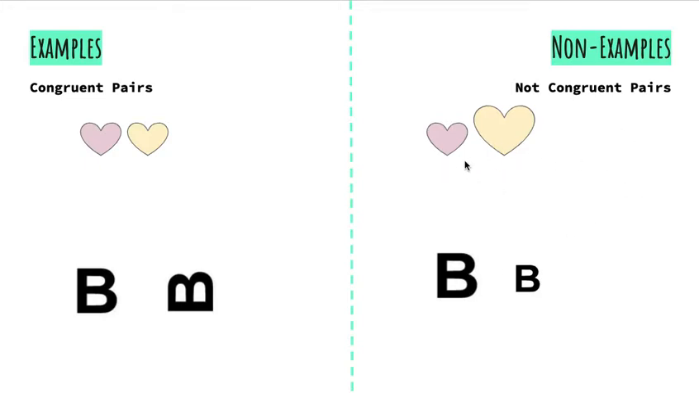Over here, these hearts are not the same size, so they're not congruent. Same with this letter B. This B is big and this B is little, and so they are not congruent.